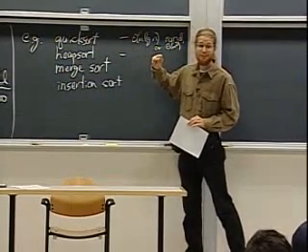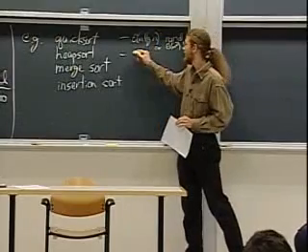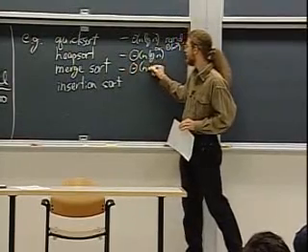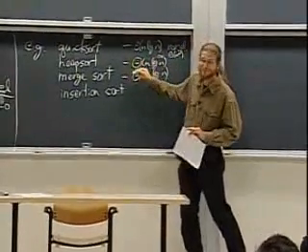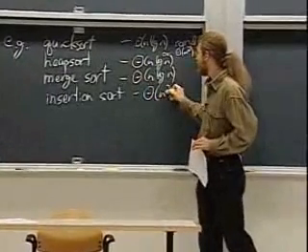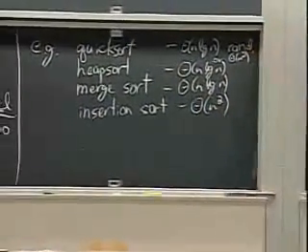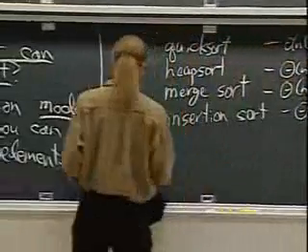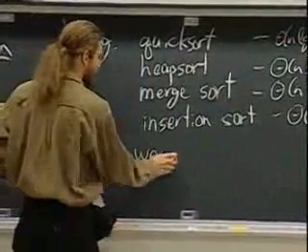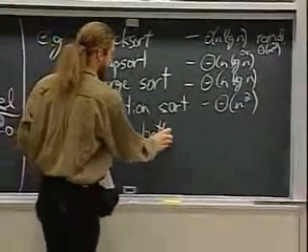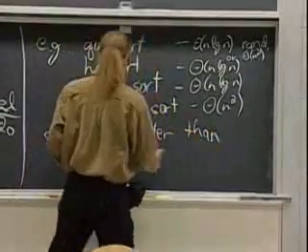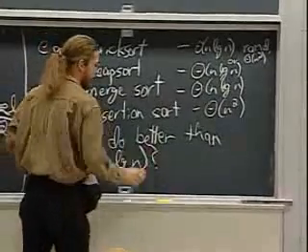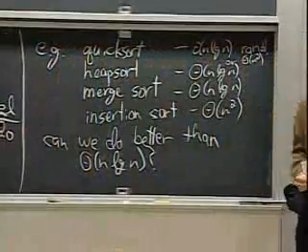Heap sort, what's the running time there? N log n, always. Merge sort, I hope you can remember that as well. And insertion sort, n squared. Okay. All of these algorithms run no faster than n log n, so we might ask, can we do better than n log n? And that's a question in some sense we'll answer both yes and no to today.